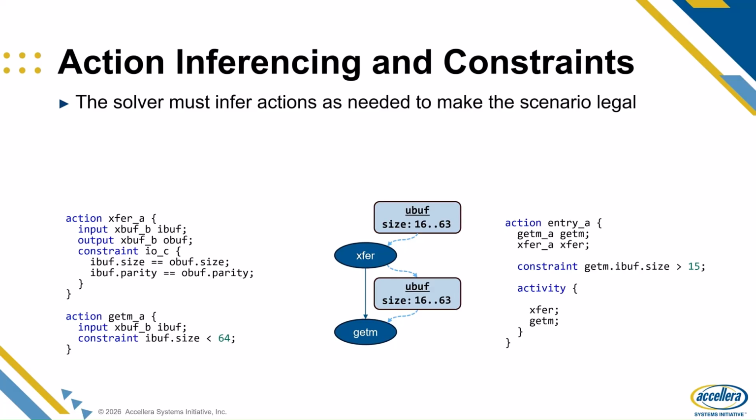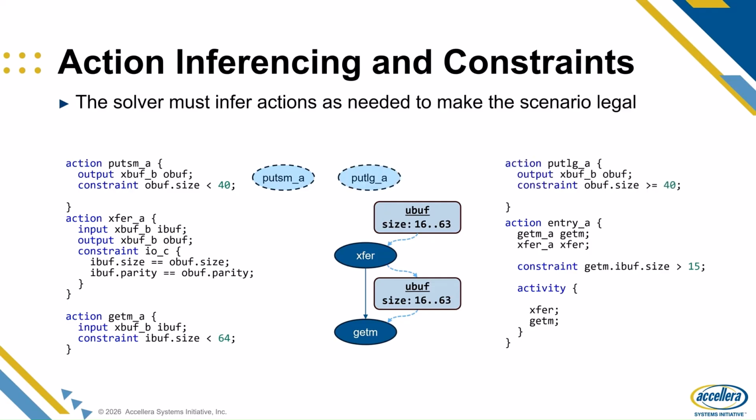So let's look at how constraints shape the scenario. The solver infers any traversals needed to make it legal. So here we traverse xfer and then get m with a buffer between them. So the solver must decide who will provide the buffer input to xfer. Put small outputs a compatible buffer with size under 40, matching get m. And put large also outputs a compatible buffer, but constrains the size differently. So the solver may infer either put, and the buffer size depends on which one it chooses. Adding an inline constraint limiting the size to under 32 rules out put large because its size is now incompatible, leaving put small as the only option.